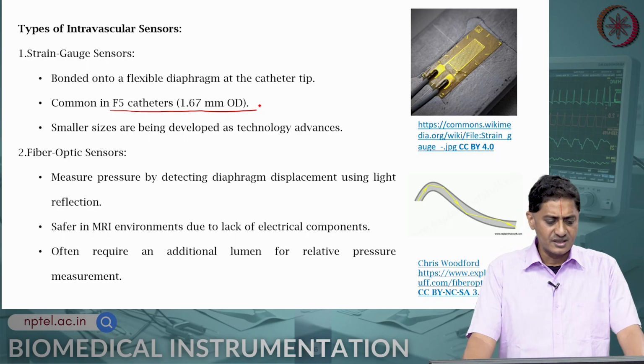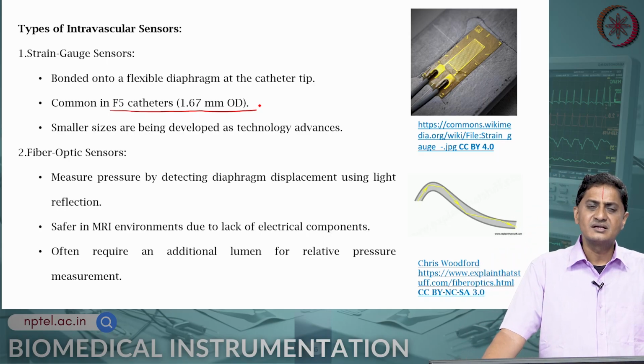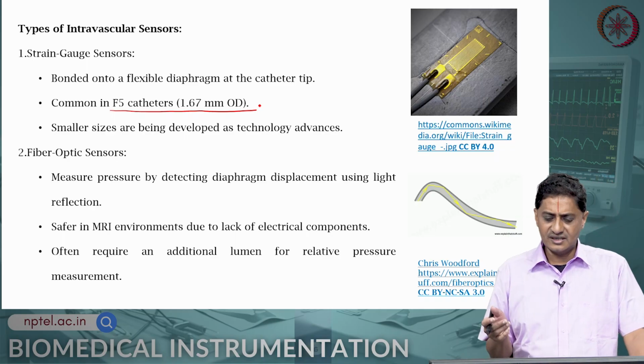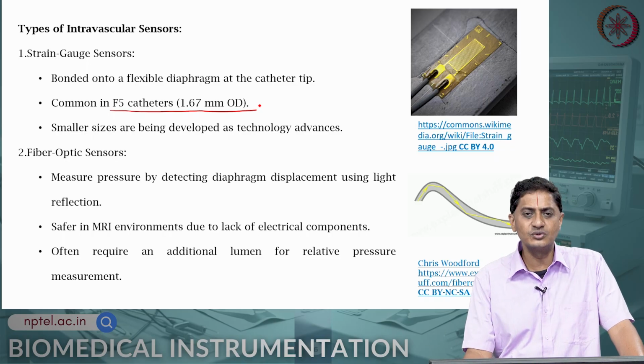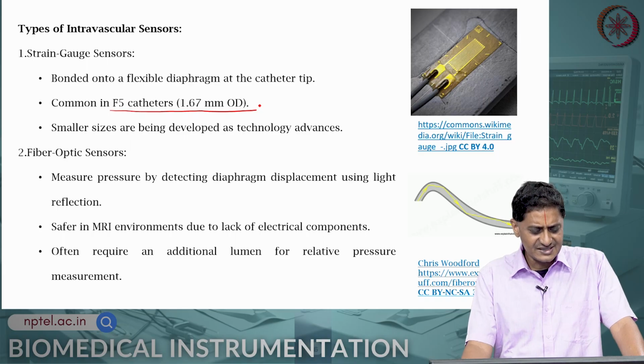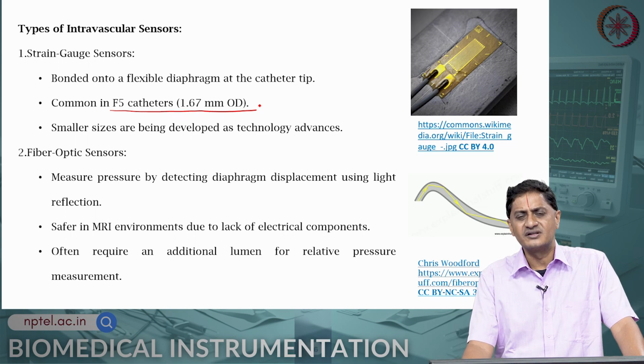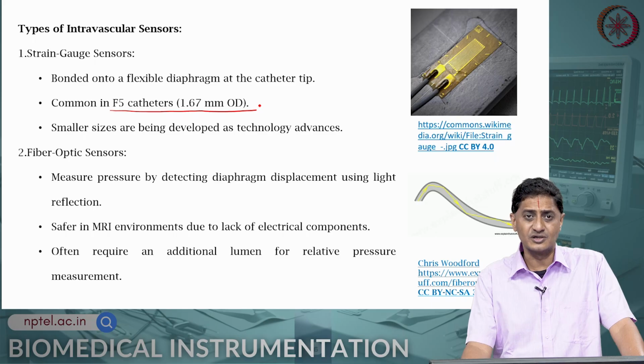Fiber optic sensors, on the other hand, measure the pressure by detecting the reflection of light, or the change in the reflection of light, due to displacement of the diaphragm. This is safer in MRI environments because there are no metal parts, there are no parts of this sensor that are going to be affected by the MRI system, due to the lack of electrical components, because the system is purely optical.